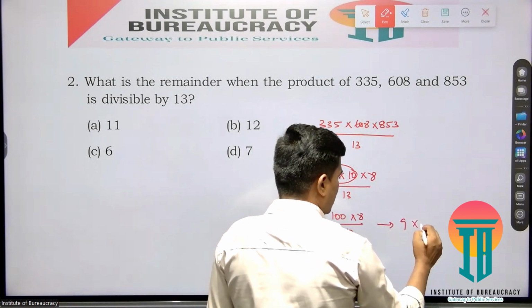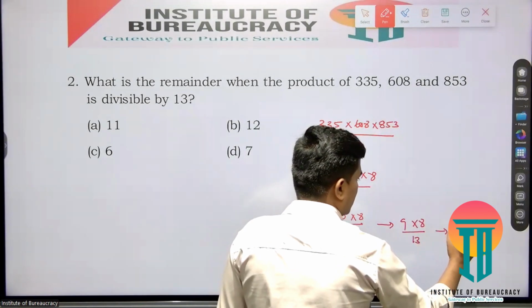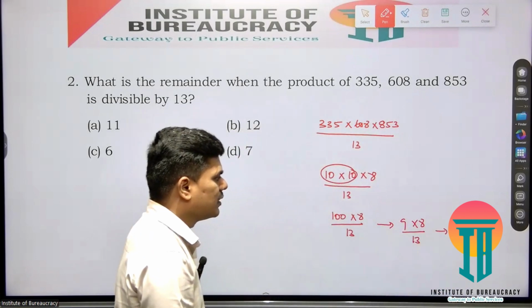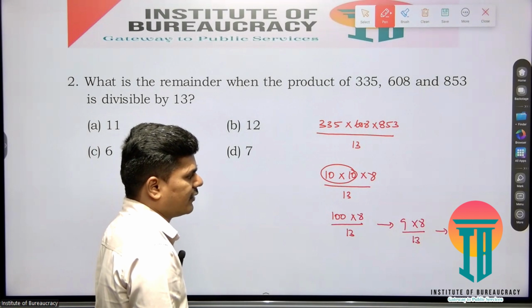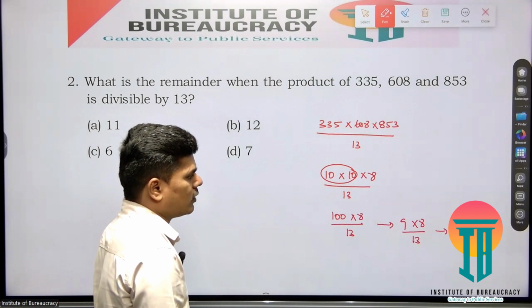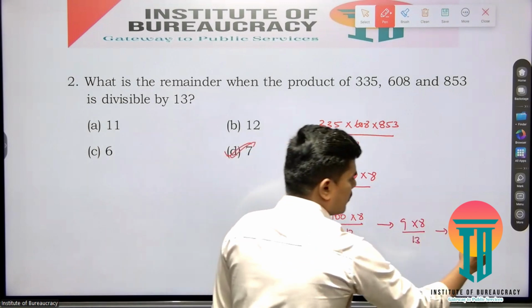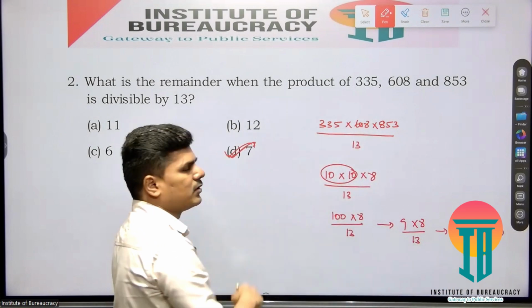Then it is going to be 9 into 8, so it is going to be 72 divided by 13. When you divide 72 by 13, 5 times is 65. Therefore, the answer is going to be 7. 7 is the remainder. So 7 is the answer for this question.